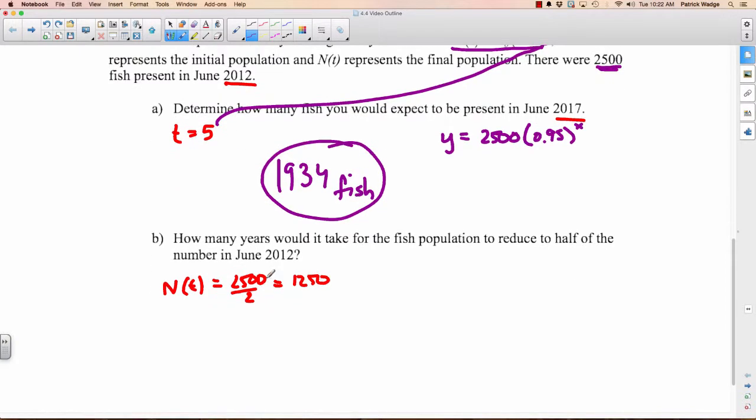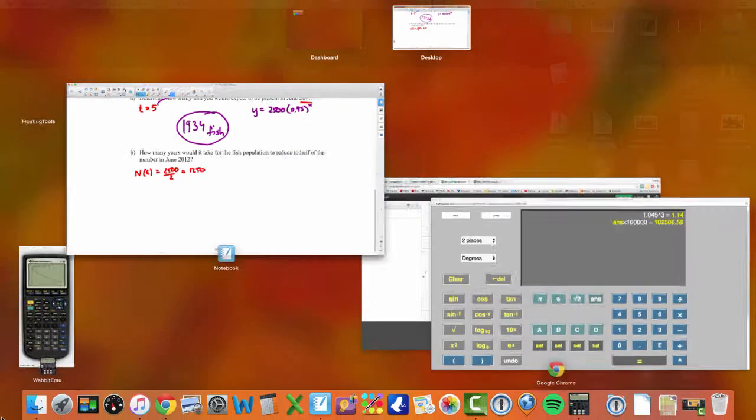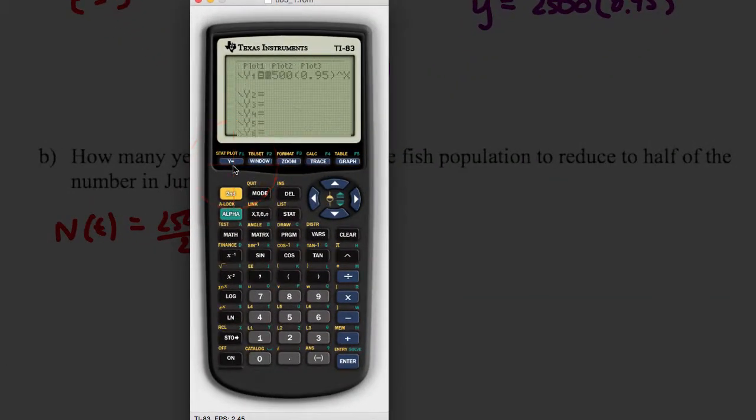Great. The other question we're interested in is when will the population be reduced to 1,250? So again, I don't know where 1,250 is here, but what I can do is set up a line that will show me. So I go down to y2 and I put 1,250 and hit graph, and I'll have exactly the same thing, but now I know this is exactly the spot I want right there.